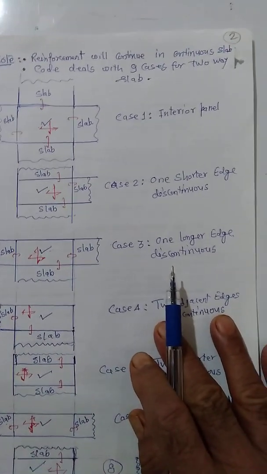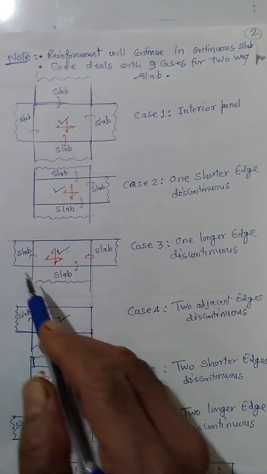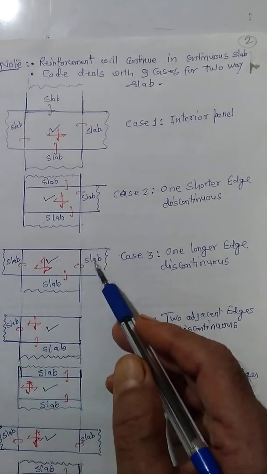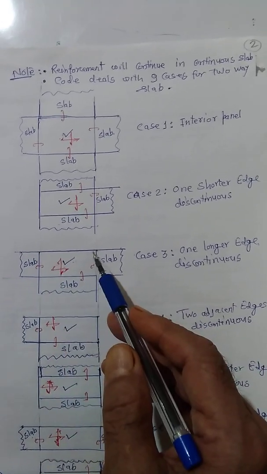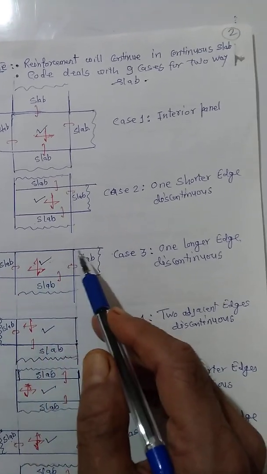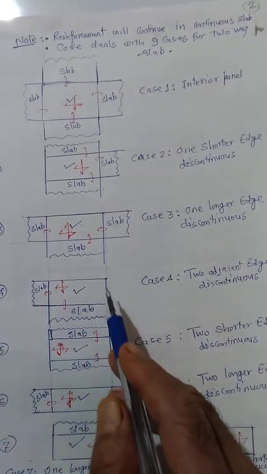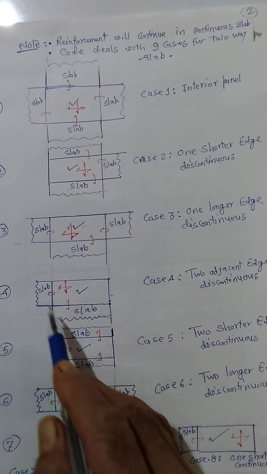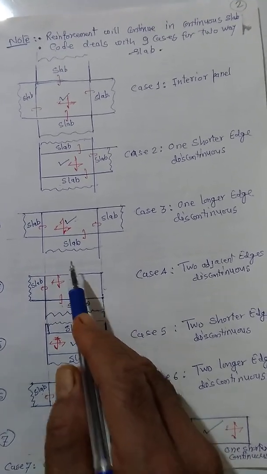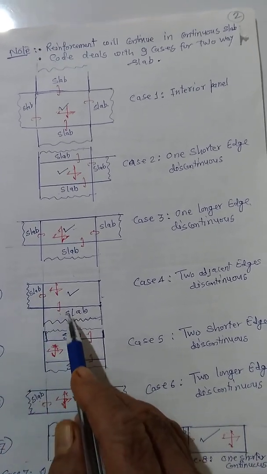Case number 3, when one longer edge is discontinuous and the other 3 edges are continuous. So slabs are there on all 3 sides except on the longer side, that is Ly. Next, 2 adjacent edges discontinuous and 2 adjacent edges continuous. Here there is discontinuity of the reinforcement at these 2 edges and continuity of the reinforcement at these 2 edges.